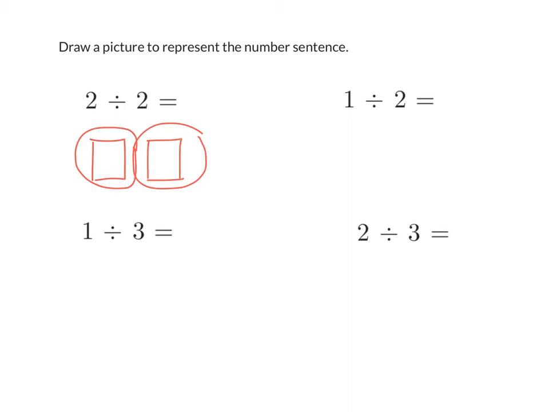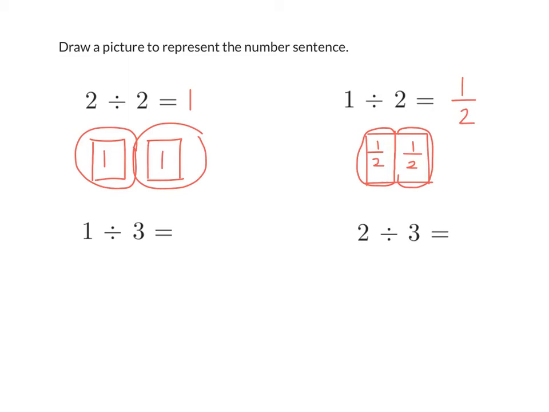What's the quotient? How many wholes are in each group? 1. So the quotient is 1. Very good. Now this time, my whole is 1, and I still want to divide it into 2 groups. So that means I have to cut it in half. Here's one group, and here's another group. Do you guys see that? This time, what's my quotient? How much is in each group? 1/2. Right? 1/2.